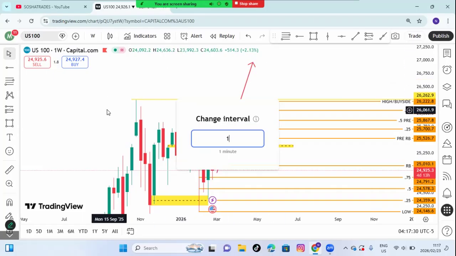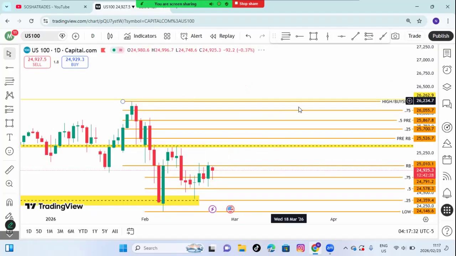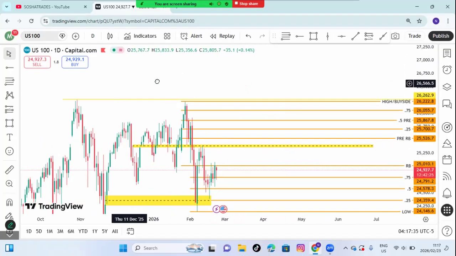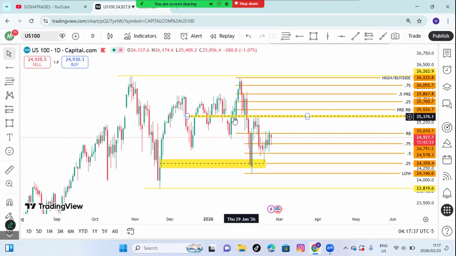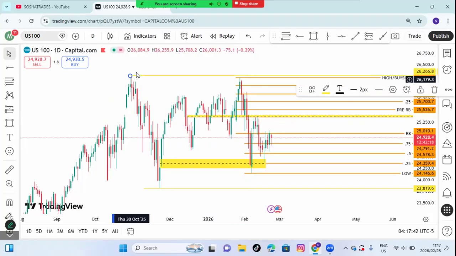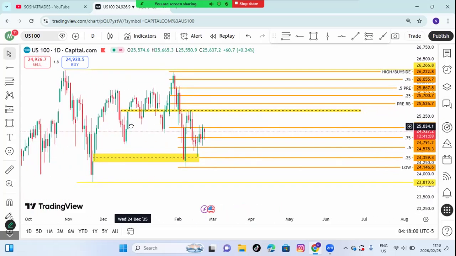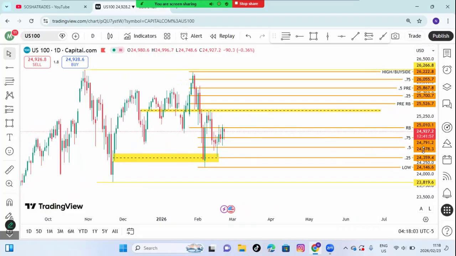So when you go on the daily, this is that weekly high there, weekly low there, the range that we've been in ever since October, and this November low here. We've been in here for a long time. So we are ranging basically.